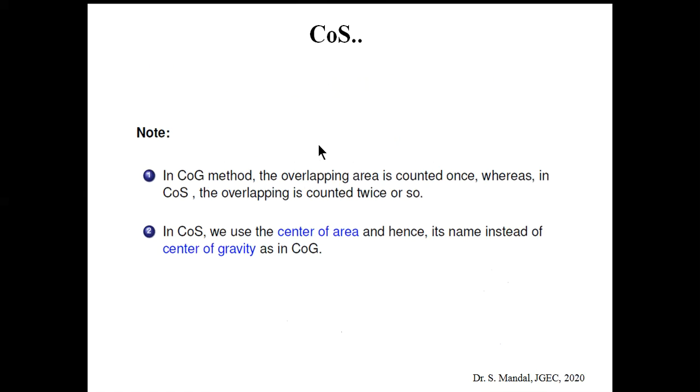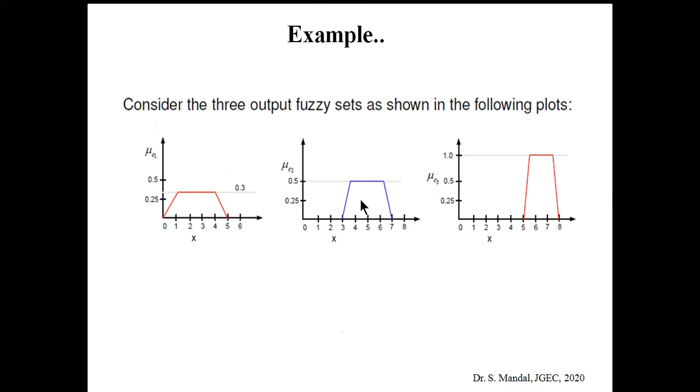It is interesting to note that in the COG method the overlapping area is counted once, whereas in COS the overlapping area is counted twice or so. And another thing, in COS we use the term center of sum, instead of center of gravity or COG. Now let's consider an example that will help you understand the COS method with more clarity.